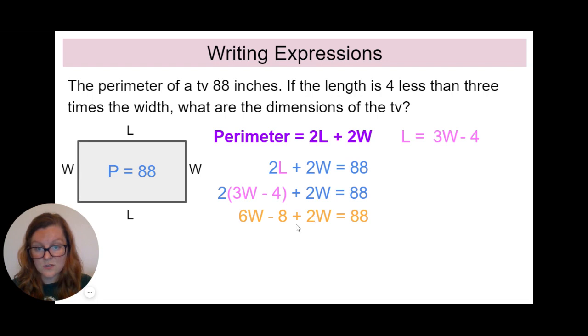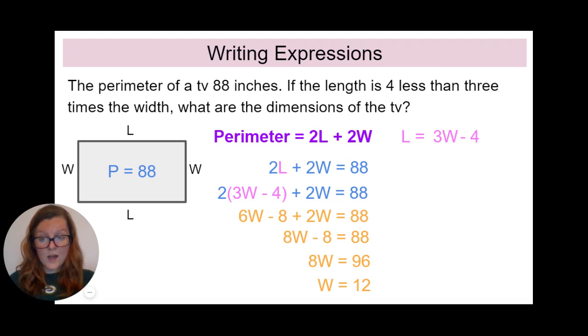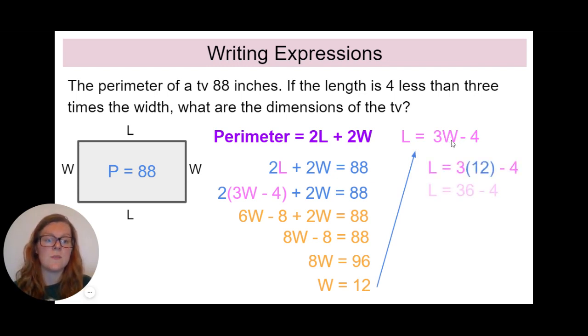Combine your like terms on this side. We have 6 W's plus 2 more gives us 8 W's. Move the 8 to the other side by adding it, and then divide by 8. We know the width is 12, so that's cool because now I can take 12 and plug it into this equation here wherever I see W. So I get 3 times 12 minus 4, which gives me a length of 32.